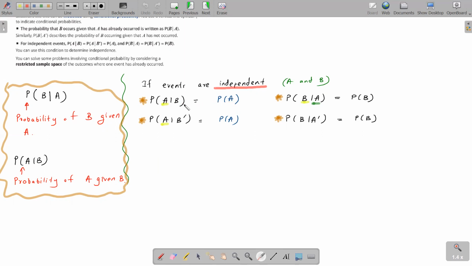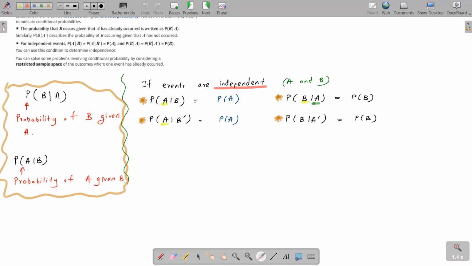So the probability of A happening doesn't depend on B. That's directly equal to probability A. And over here, the probability of A given B complement means the probability of A happening given that B doesn't happen. That's also probability of A. Why? Because the probability of A doesn't depend on whether B is happening or not, so it has no effect on A at all. All right, guys, so this was something that we discussed previously, right?